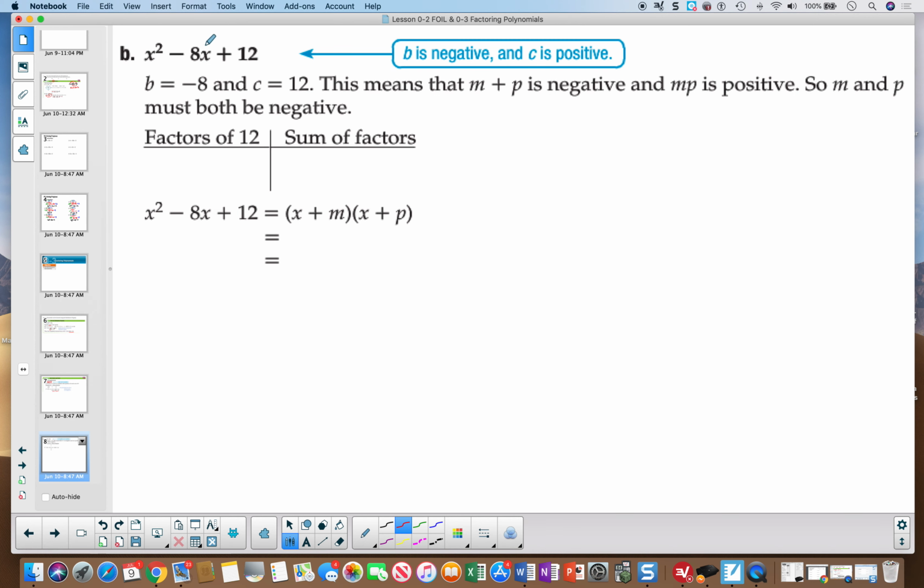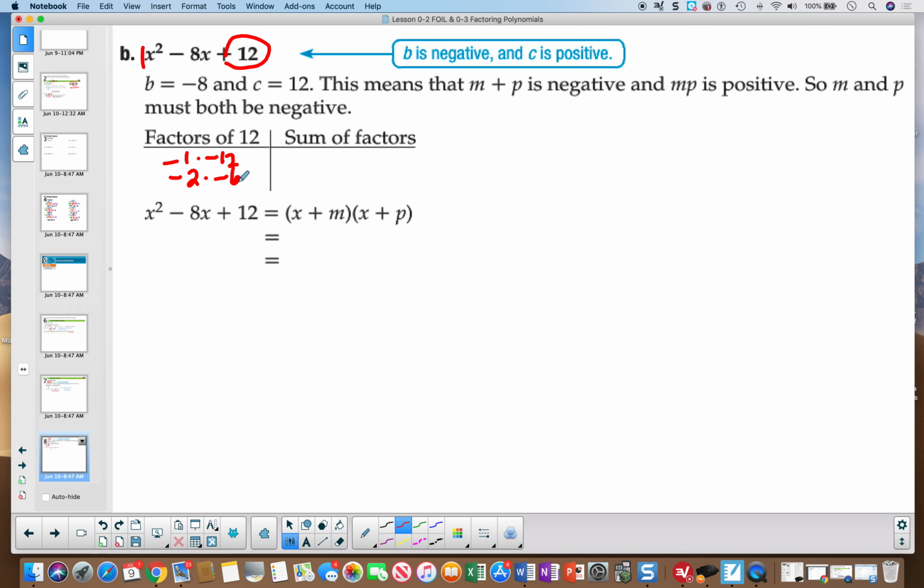Again, here is a trinomial where the x squared coefficient is 1. So all we do is we work with factors of positive 12. And what we want to do is look at factors of positive 12 whose sum is going to be negative 8. So now, since the sum has to be negative 8, I'm going to look for factors that are both negative. So negative 1 times negative 12. Negative 2 times negative 6.